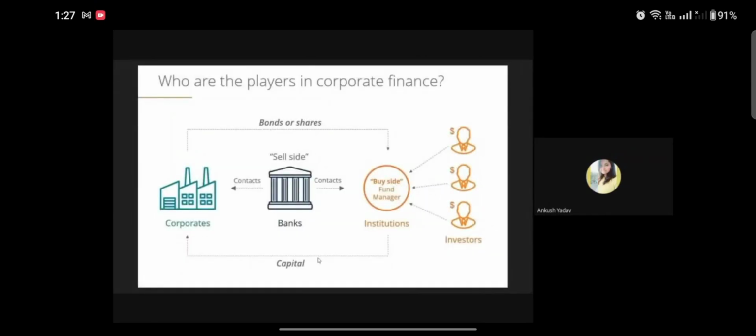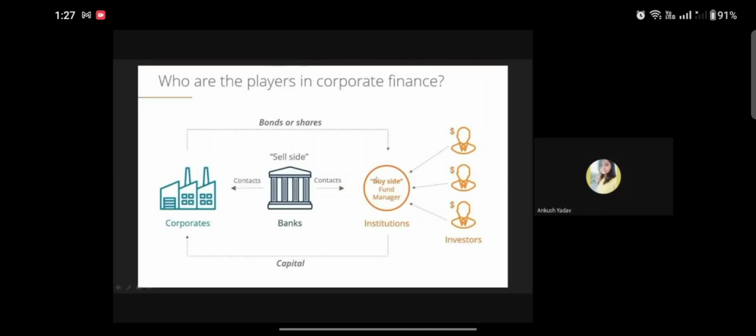So who are the players in corporate finance? Now I'm going to explain where this investment bank comes into the picture. So we have the corporate clients on the left hand. These corporate clients can be a corporate firm or a tech firm.